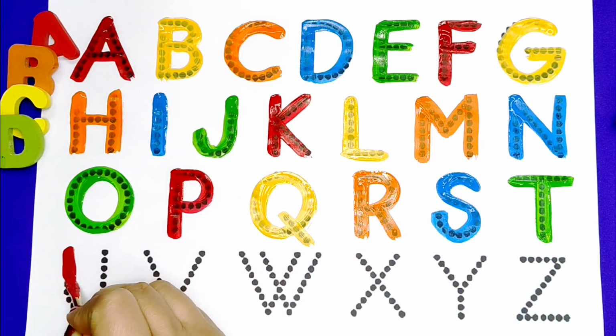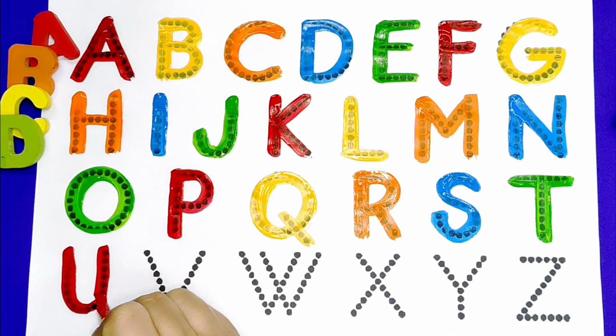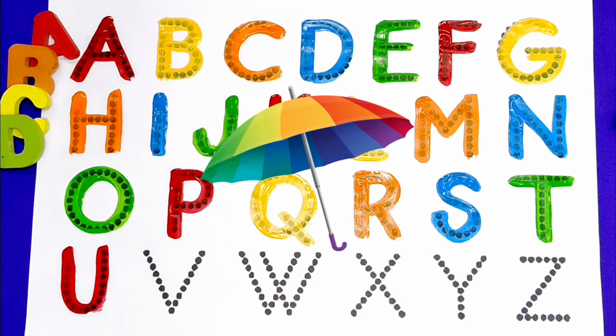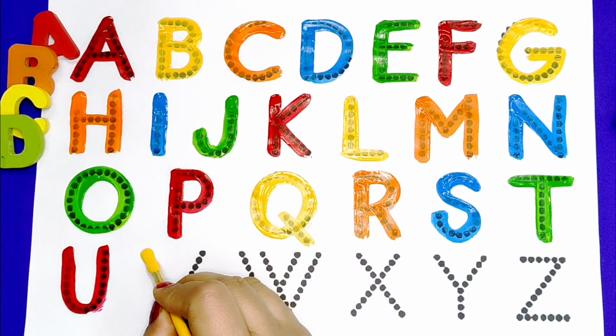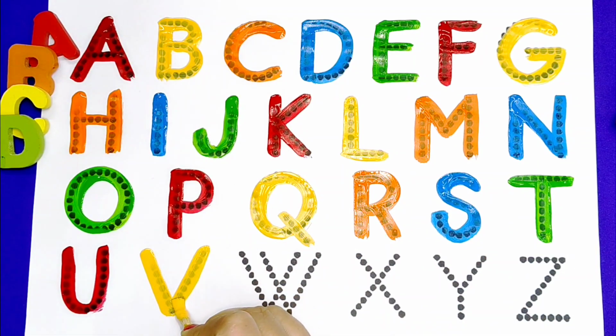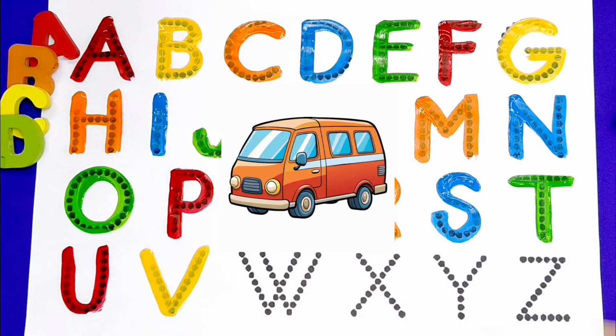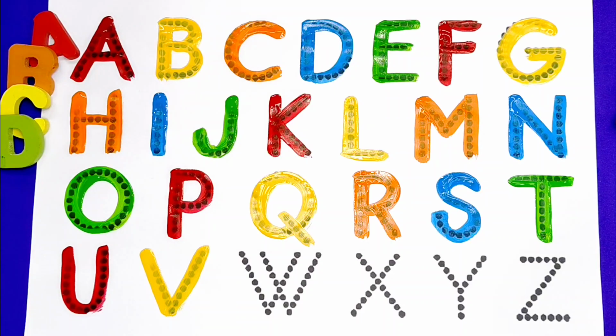Red color, U. U for umbrella. Yellow color, V. V for fan.